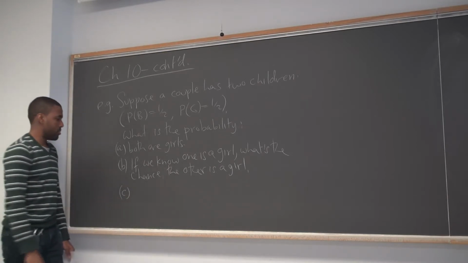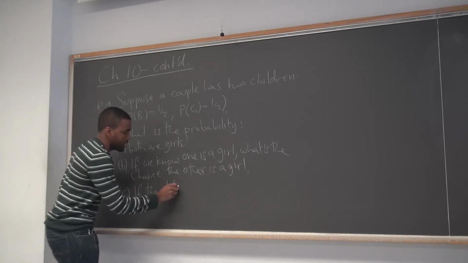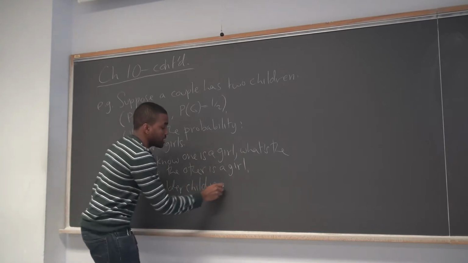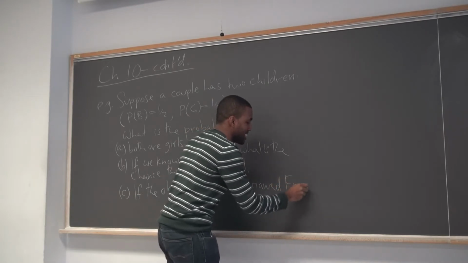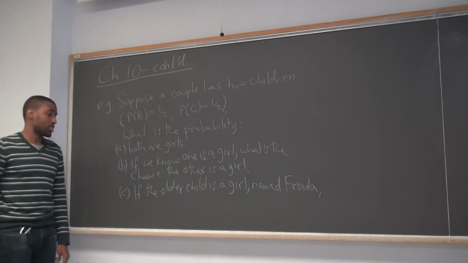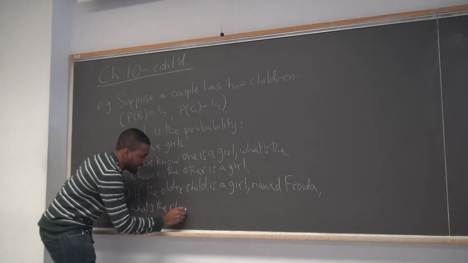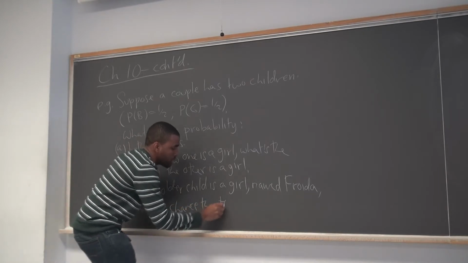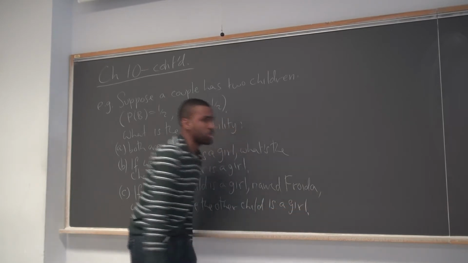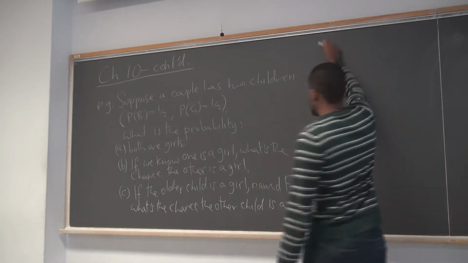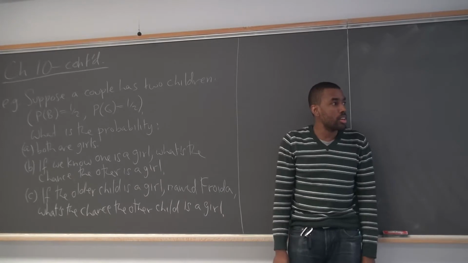C, we wanted to figure out, what if we know the older child is a girl named Freuda? What are the chances she gets bullied in school? No. What's the chance the other child is a girl? Now, intuitively, these don't really seem like different situations because we have 2 girls in all cases. Turns out they're actually very different.